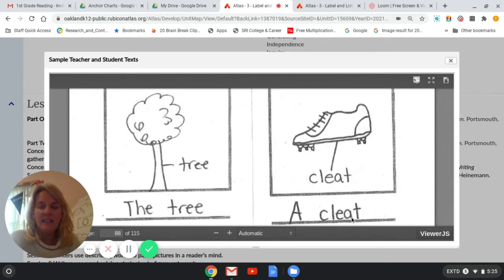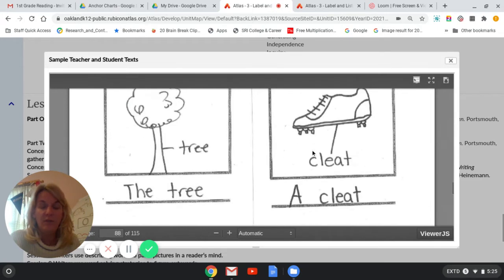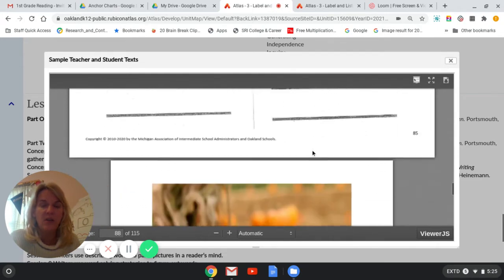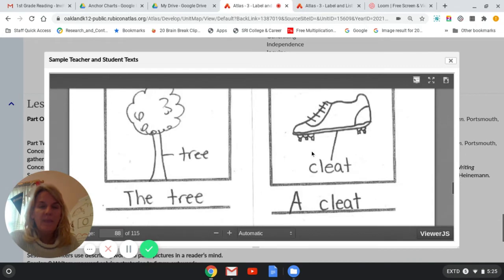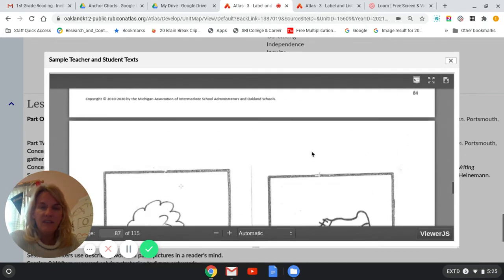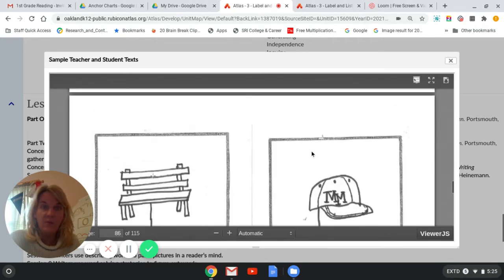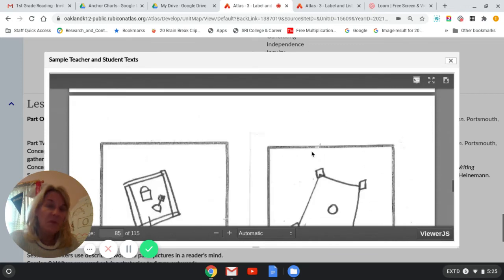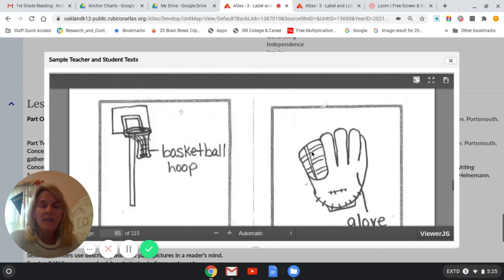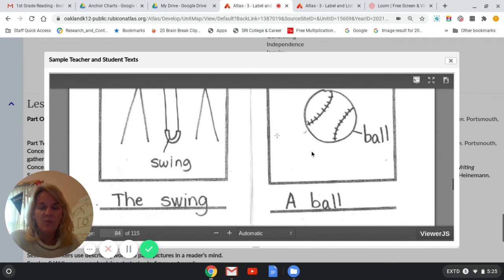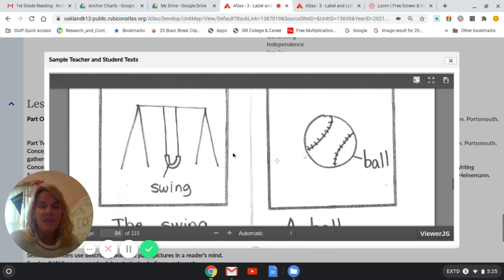A cleat. Boys and girls, a cleat is a little spike in the bottom of a shoe when you play soccer or football. So these are all the things that they thought go with their playground that they wrote. So maybe your playground is different, or you could write about your bedroom or your classroom, right? So this is what they wrote about.